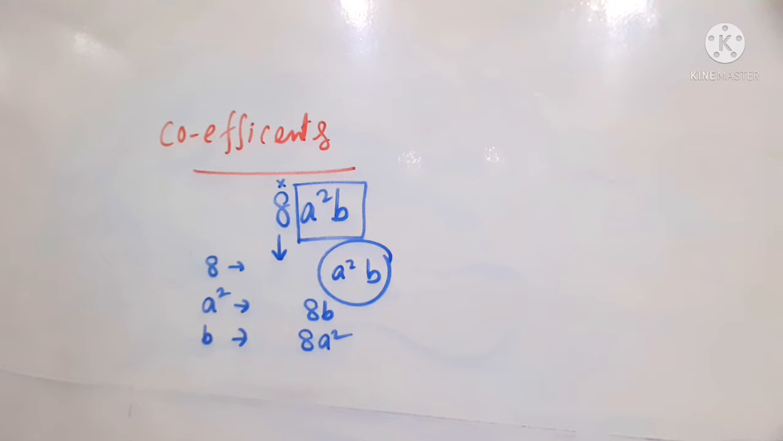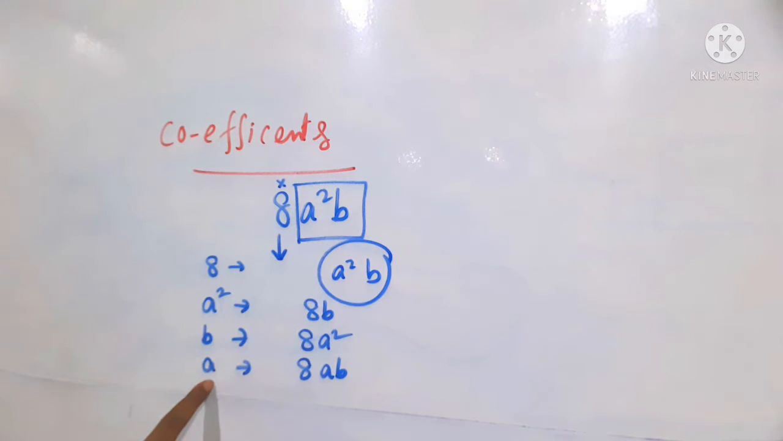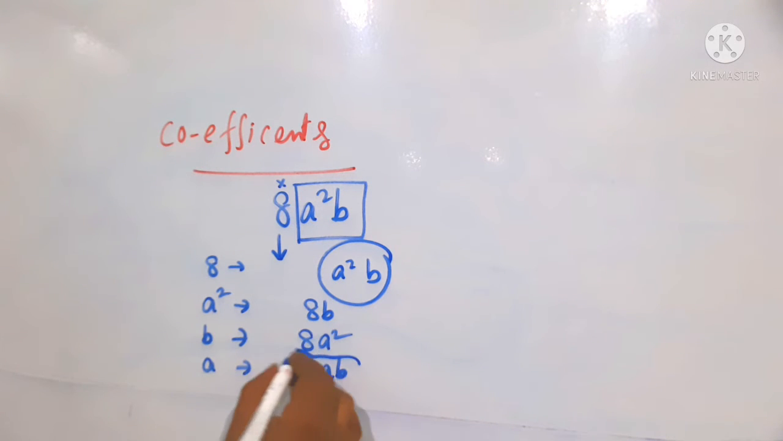So Mihika, can you say what will be the coefficient of a? 8ab. Okay, there are 2a, so 1a is left, and the remaining part is 8ab. So this is very interesting, I think, and it's not difficult to find the coefficient.